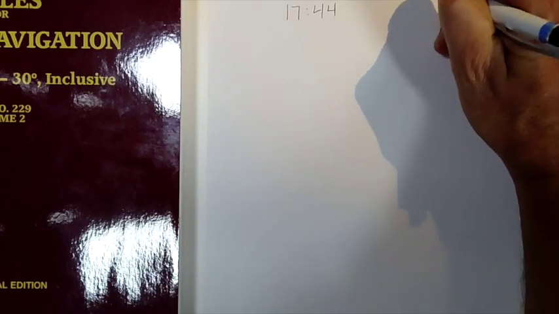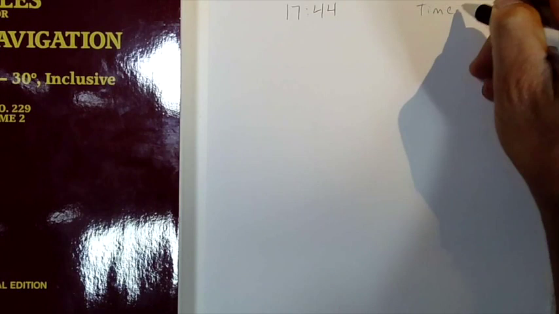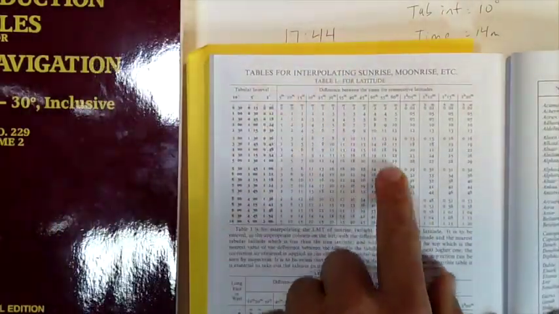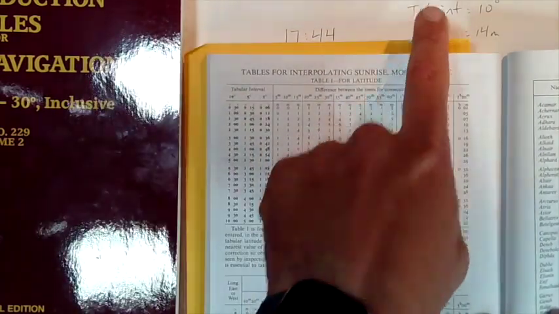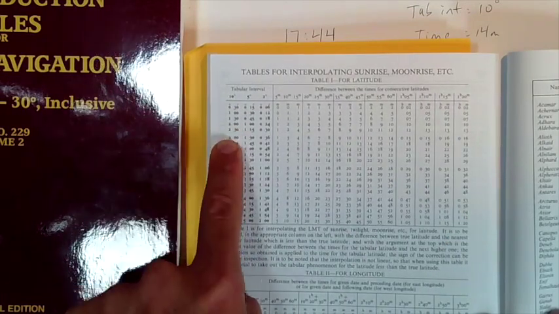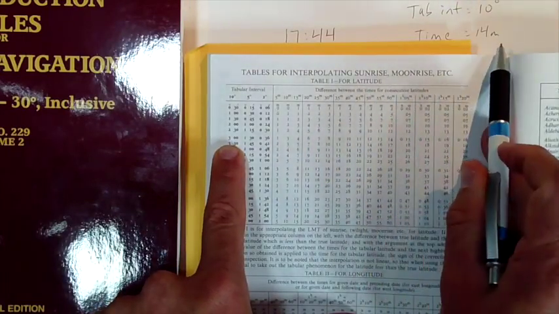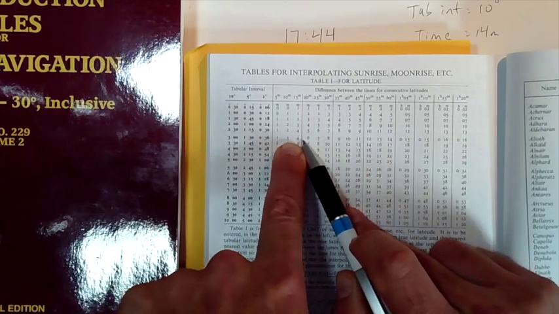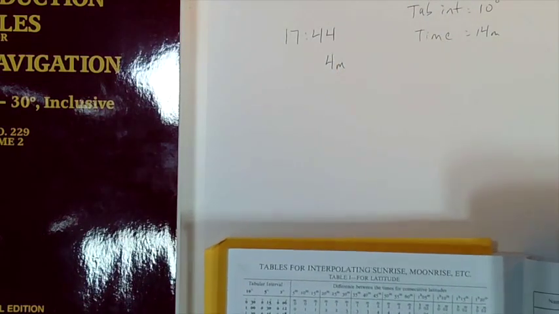So I'm going to write down the tabular interval is 10 and the time difference was 14 minutes. If I go to the back of the Nautical Almanac, there's a table, Table 1 for latitude. You can do this mathematically, but the tabular interval is 10 and we are 3 degrees along that interval between 20 and 30. The difference between times for consecutive latitudes is 14 minutes. The closest value is 15, so our value here is going to be 4 minutes. Well, what do we do with that 4 minutes?